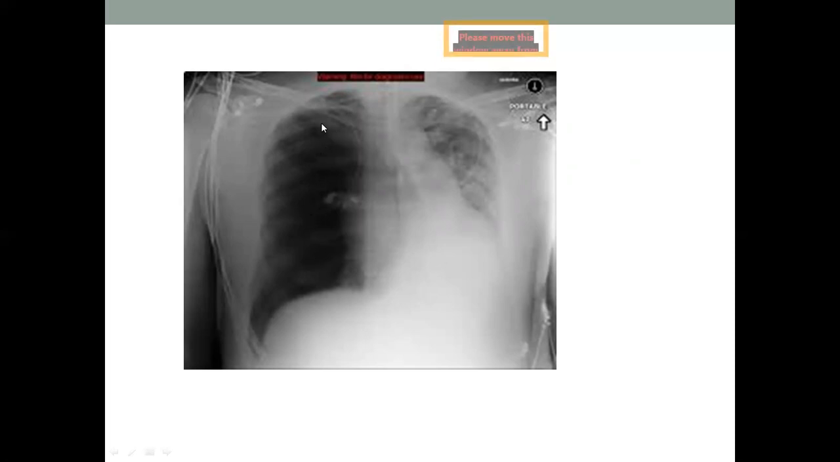Here on the right side, there are hyperlucencies with absent lung markings and a shift of the mediastinum, the heart and mediastinum, toward the left side. Here the venous return to the heart through the superior and inferior vena cava will be compromised, and the cardiac output, if the preload is not coming to the heart, blood is not coming to the heart, so there will not be much output, and there will be low BP and shock.